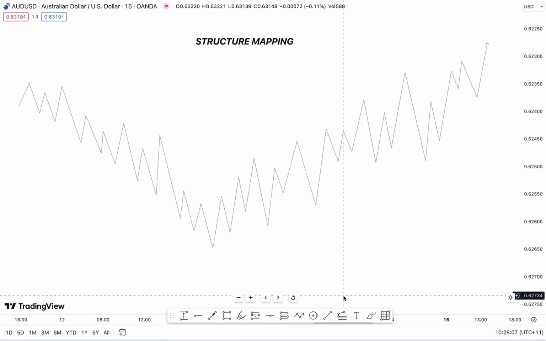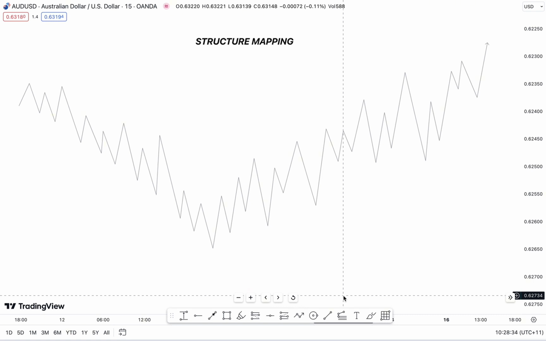So, what is structure mapping in Forex or in SMC? I need you all to understand that SMC is the backbone of two things in Forex trading, which is structure and liquidity. If you want to up your game in this business, you have to understand true structure mapping and you have to learn how to spot liquidity in the Forex market, right?